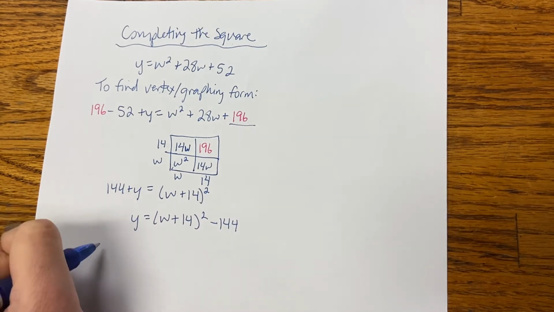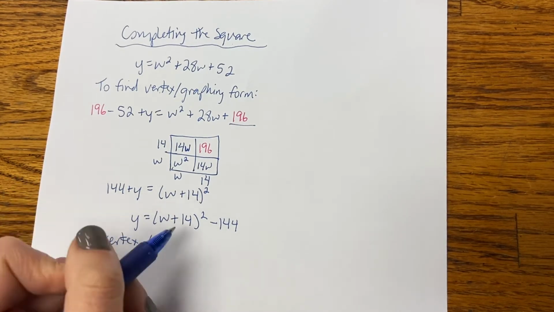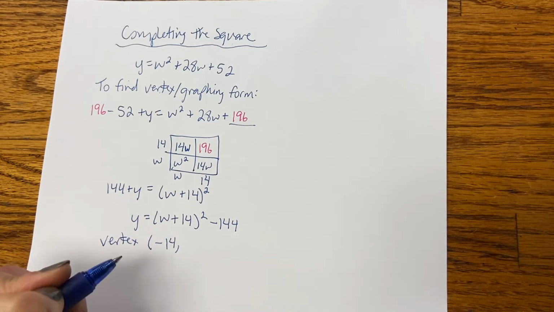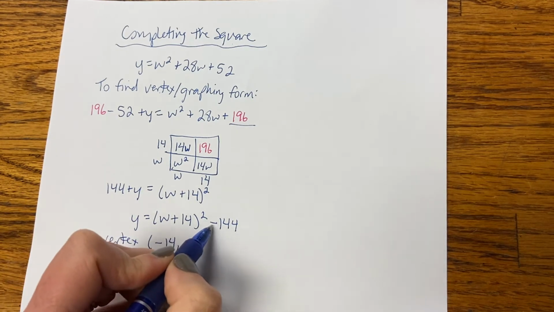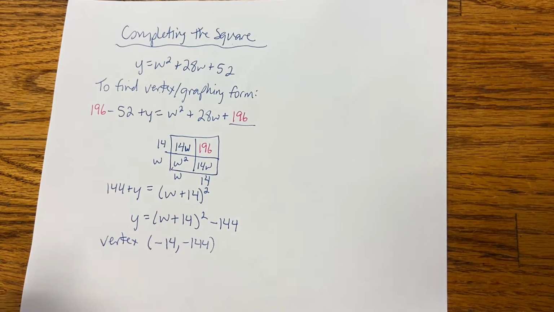So the vertex of this parabola is always, you take the opposite of what's in the parentheses, so that's negative 14 for the x value, and then the y value is always just what this says, exactly as it says, so negative 144.